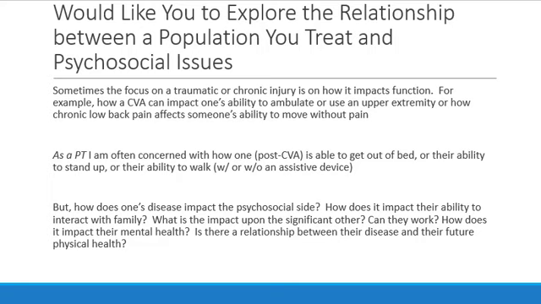I've got stairs in my house. If somebody were to become paralyzed, what does that impact upon what I need to do within the home? I don't have any bedrooms on the ground floor. How does that impact my relationship with that individual? Does the disease impact their ability to work? How does it impact their mental health? Is there a relationship between the disease and their future physical health?